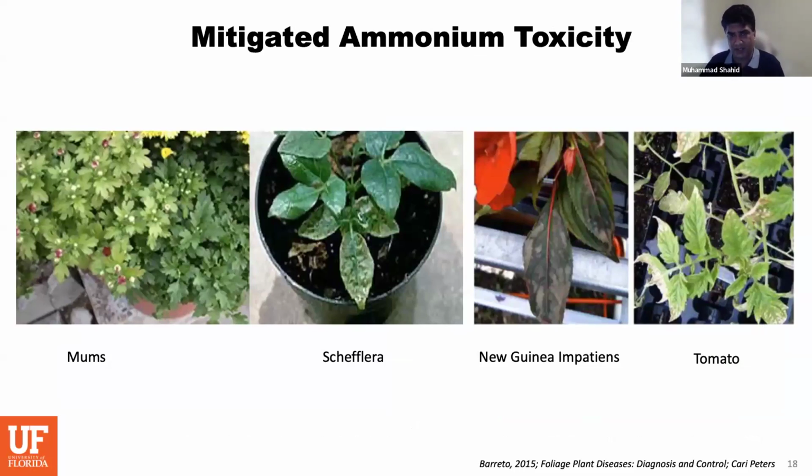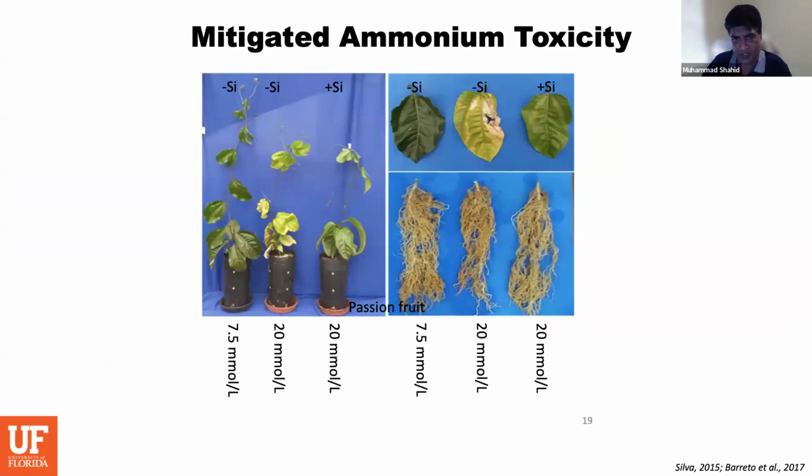Silicon also helps with ammonium toxicity, which is common, especially in ornamental plants in the winter when the temperature of the medium is not very high, the activity of nitrifying bacteria is reduced, and there is more accumulation of ammonia, which causes toxicity. These are some symptoms of ammonium toxicity in mums, New Guinea impatiens, and tomato. But silicon supplementation is very helpful in mitigating ammonium-induced toxicity.